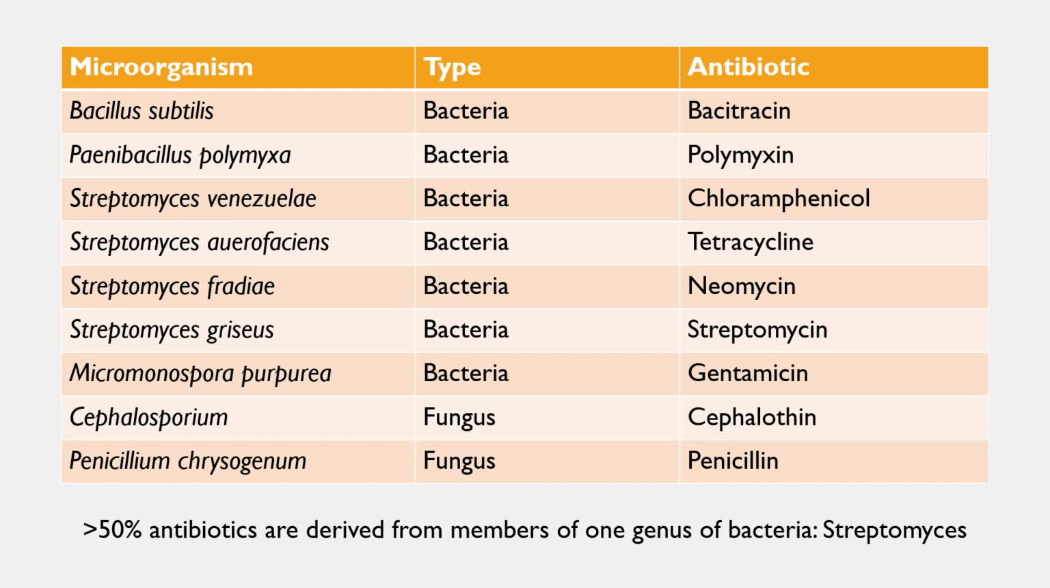So here in this table, we can see some examples of bacteria and fungi that are the sources of many of our more common antibiotics. So at the bottom, we can see the Penicillium mold, which is the source of penicillin. But we can also see how common Streptomyces is as a genus of bacteria from which chloramphenicol, tetracycline, neomycin, streptomycin, and other drugs are originally derived.